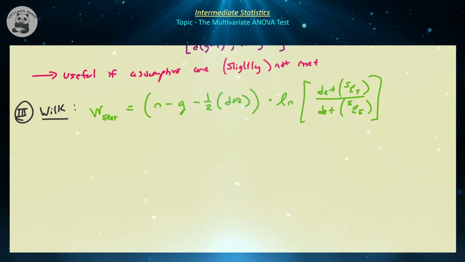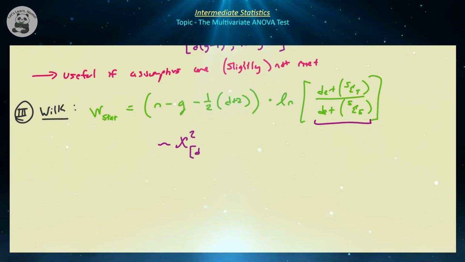So the Wilks test statistic, and some people will also call this object the Wilks lambda value, this interior of this natural log. Also, some people look at the reciprocal instead. But I'm just going to keep it as is. This is going to be associated to a chi-squared with degrees of freedom D times G minus 1.